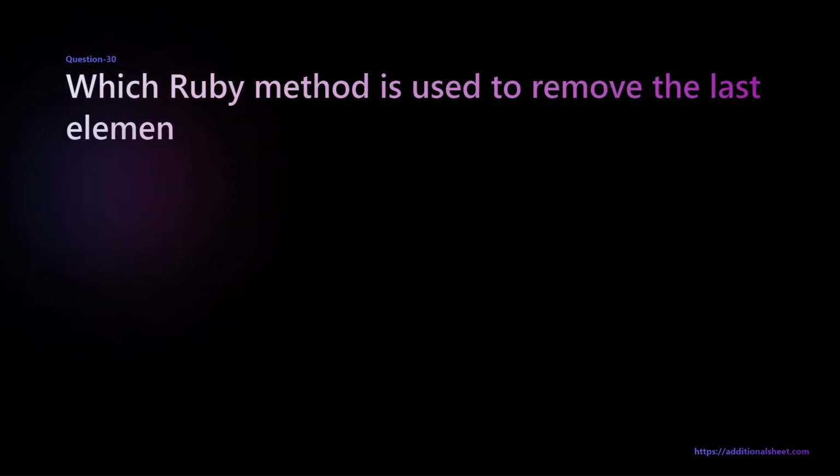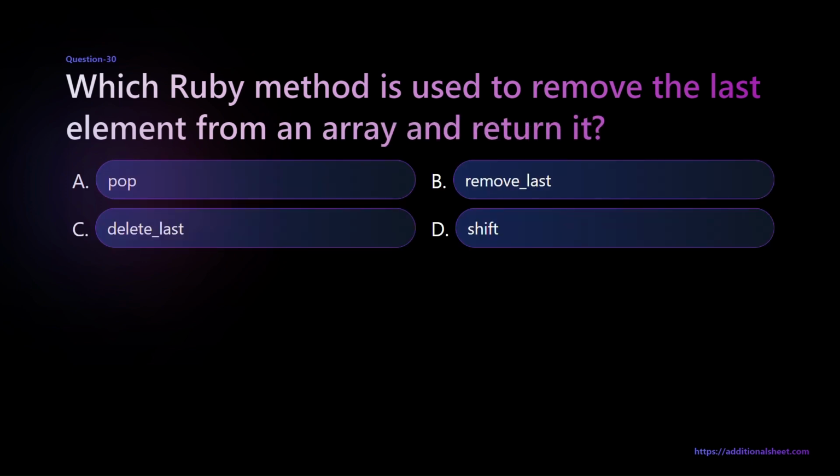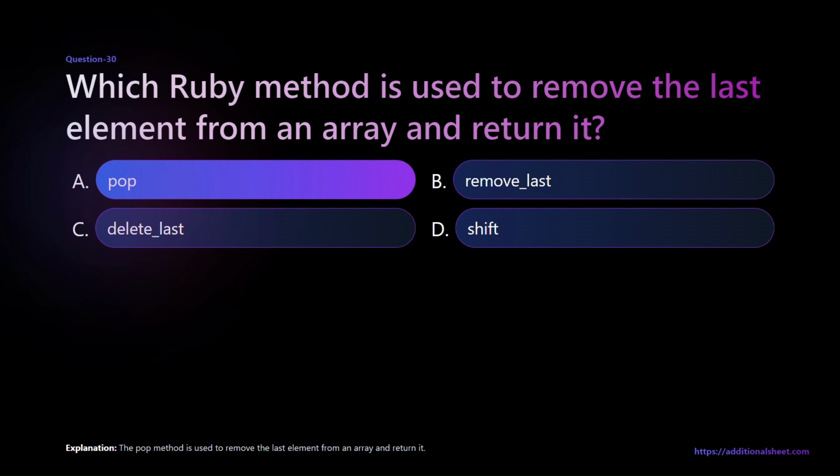Which Ruby method is used to remove the last element from an array and return it? Option A, pop. Option B, remove_last. Option C, delete_last. Option D, shift. The correct answer is option A, pop.